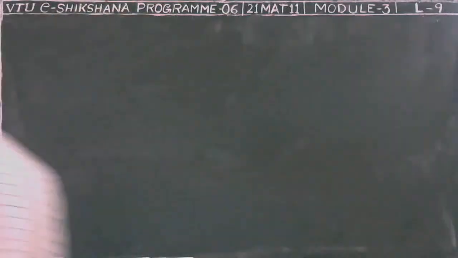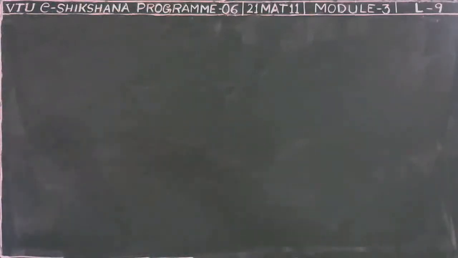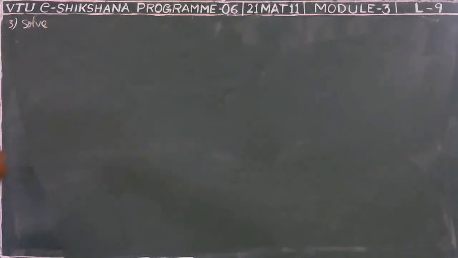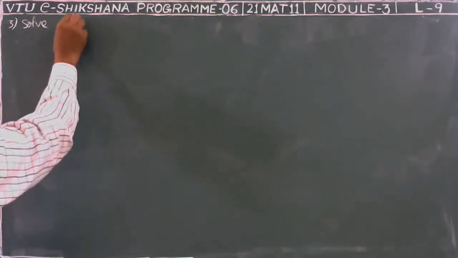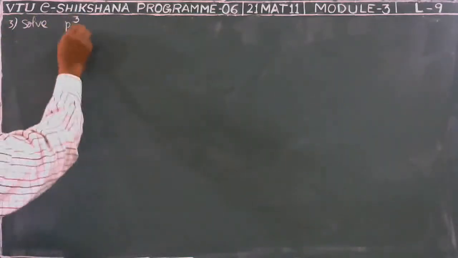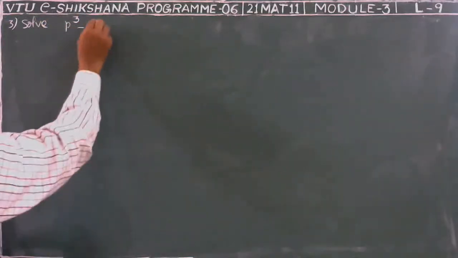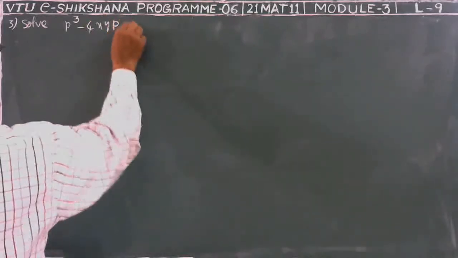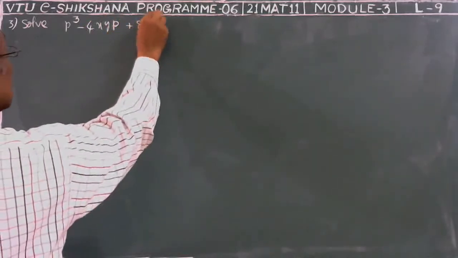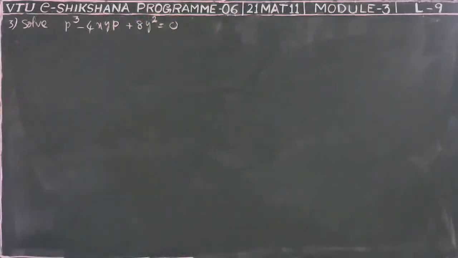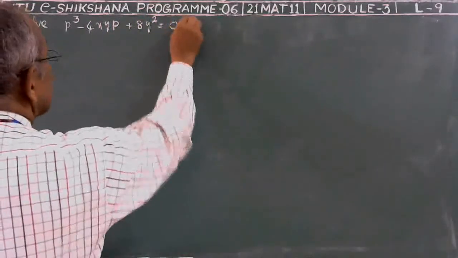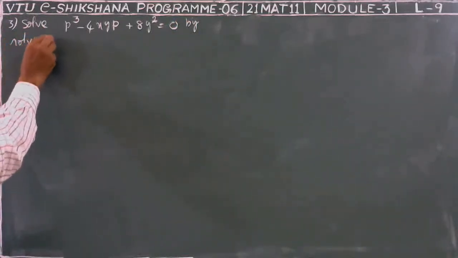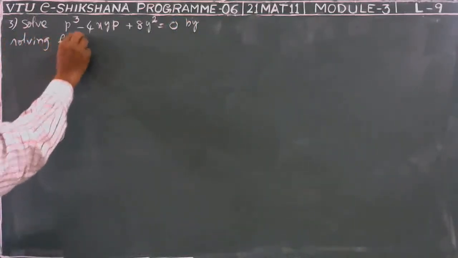Solve pq minus 4xyp plus ay square equal to 0 by solving for x.